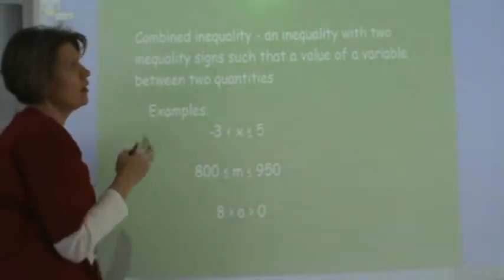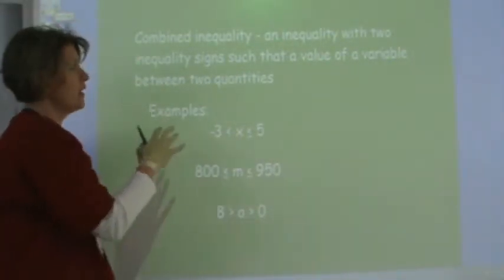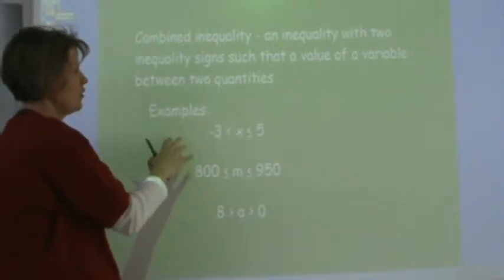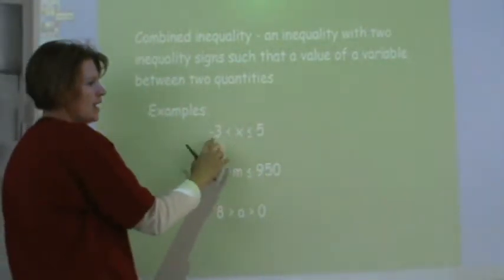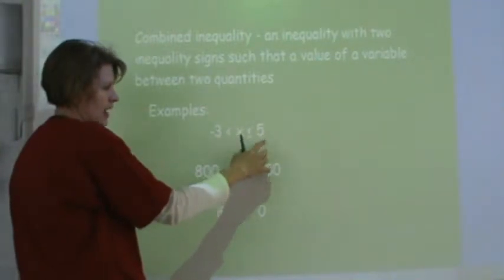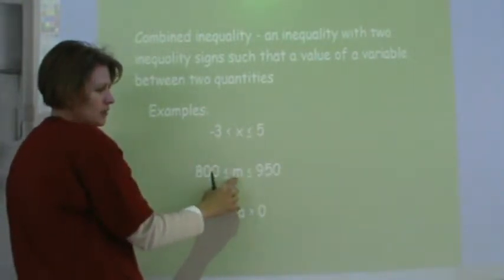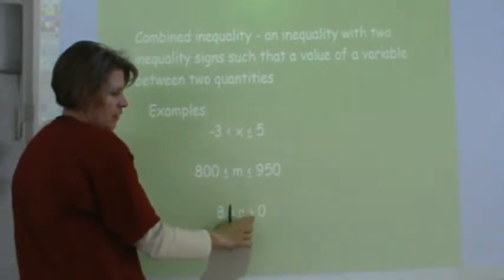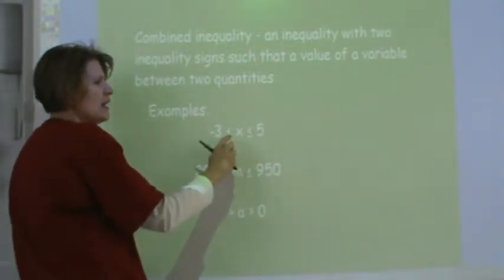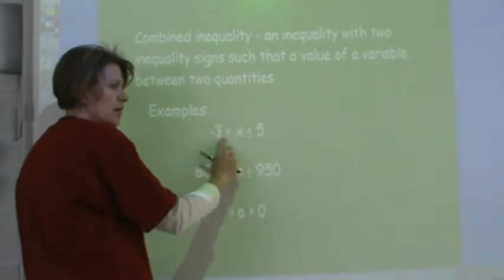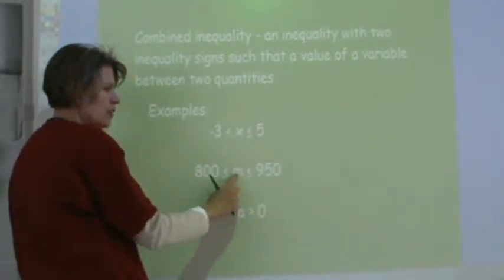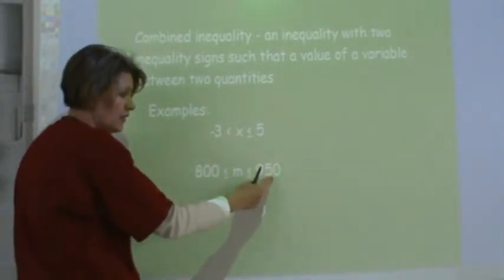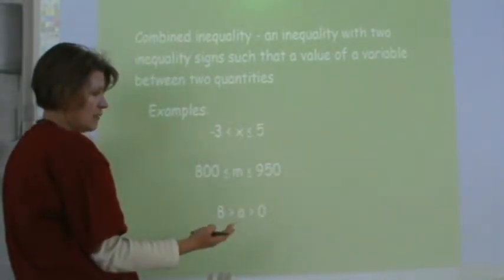Combined inequality, or it's also called a compound inequality. It's an inequality with two inequality signs such as a variable between the two quantities. For example, okay, negative 3 is less than x is less than or equal to 5. 800 is less than or equal to m, which is less than or equal to 950. 8 is greater than a, which is greater than 0. Basically what it's saying is it's between these two numbers, okay? Our unknown is somewhere between 800 and 950. Could be 800, could be 950, or it could be anything in between.